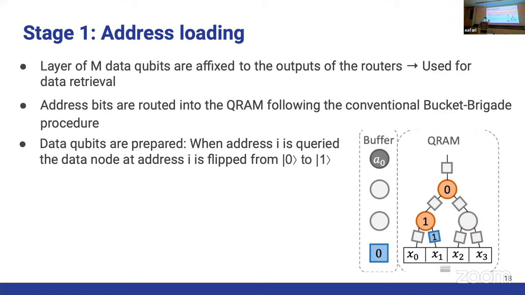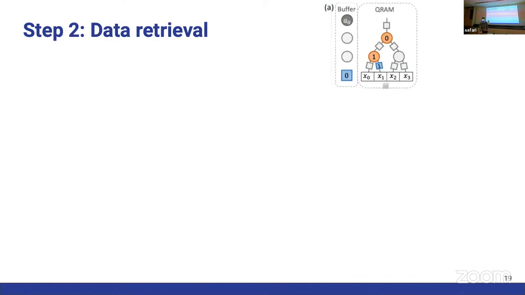We can see that we are querying address 01. And as we can see, the data qubit in the last layer is set to 1 exactly where the memory cell is located that we are trying to query.